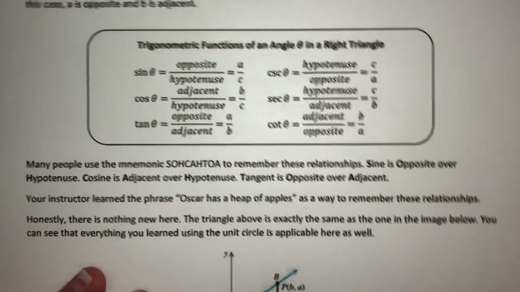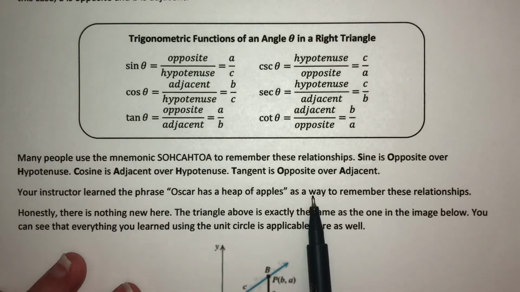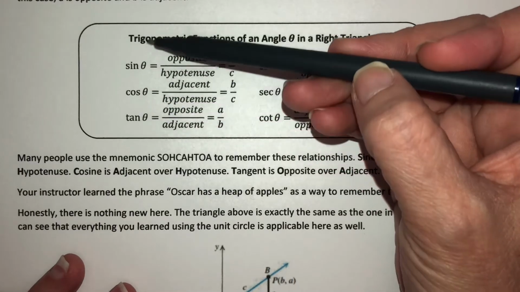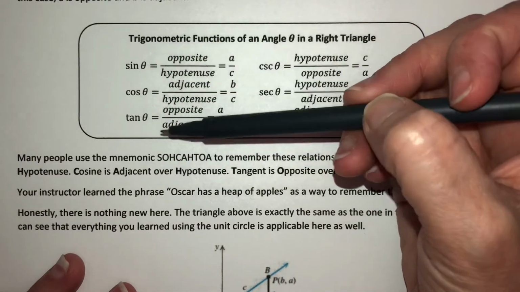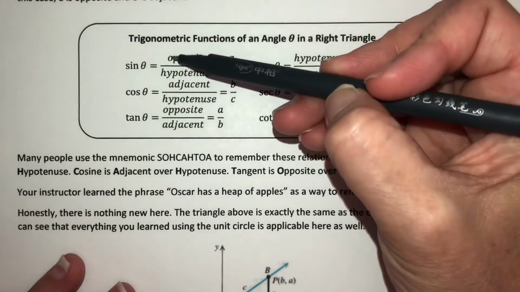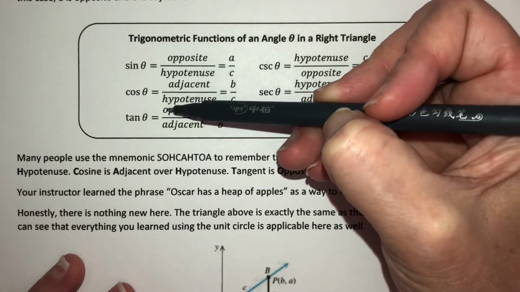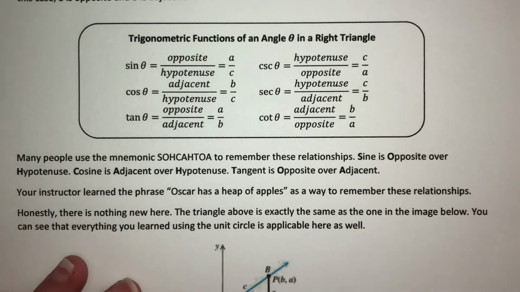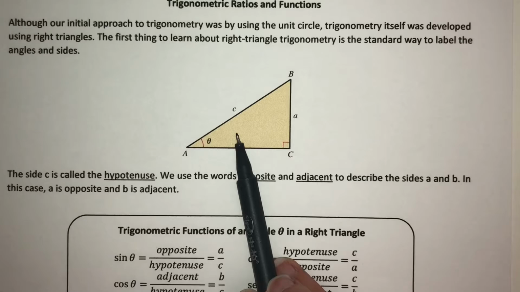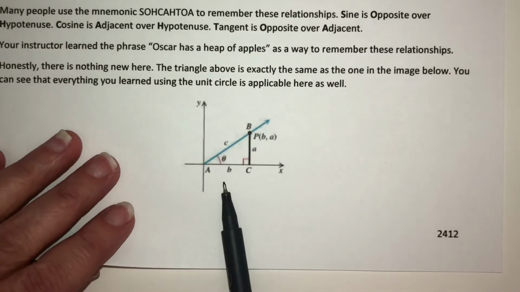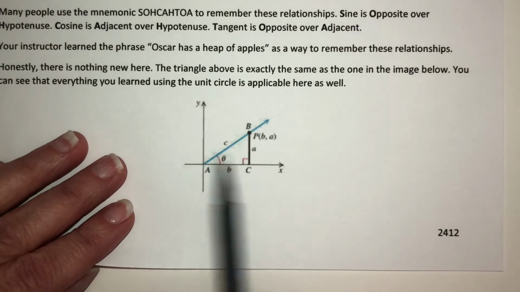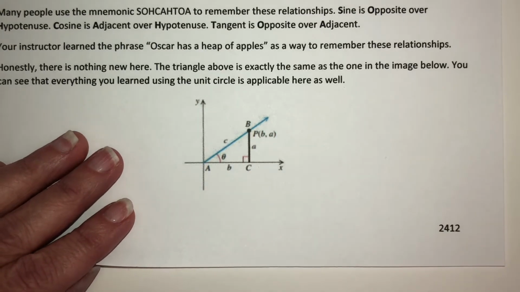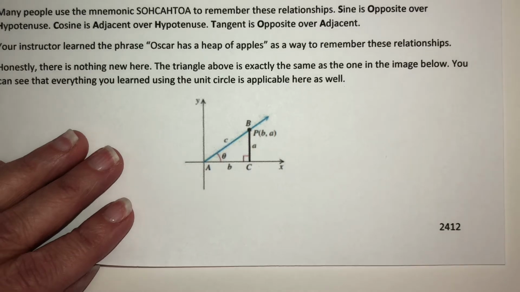I learned the phrase, Oscar has a heap of apples. And you remember that they go sine, cosine, tangent, and your calculators have it in this order as well, so that can help you. And then it's just the first letter. Oscar had a heap of apples. It's up to you how you want to remember it, but there's honestly nothing new here. This triangle is exactly the same as this triangle that we used when we were talking about a unit circle. Everything here is defined the same way. It's just looking at it from a slightly different perspective.